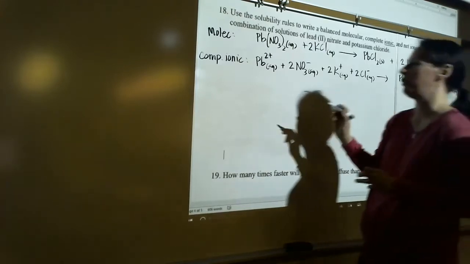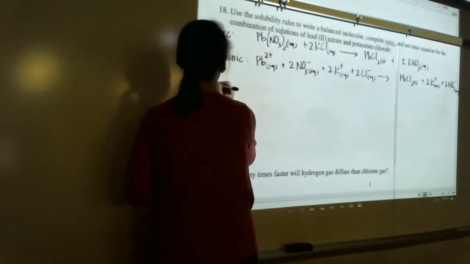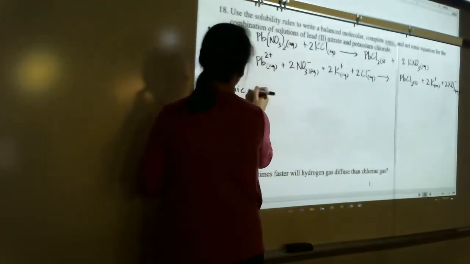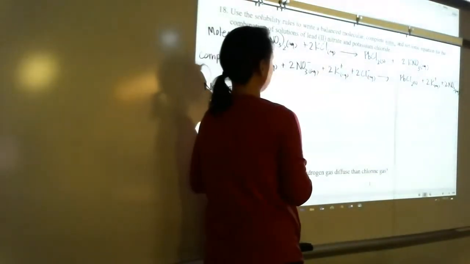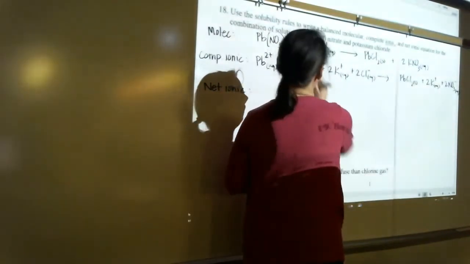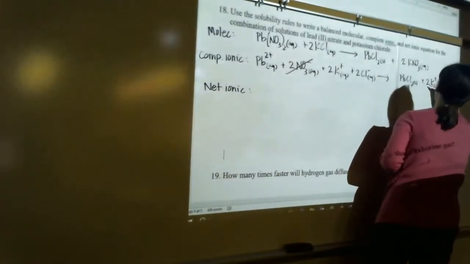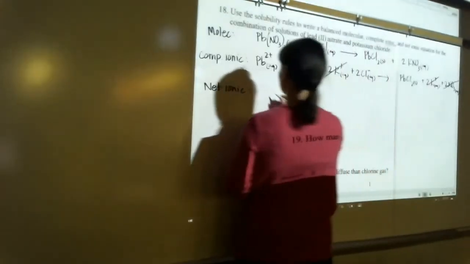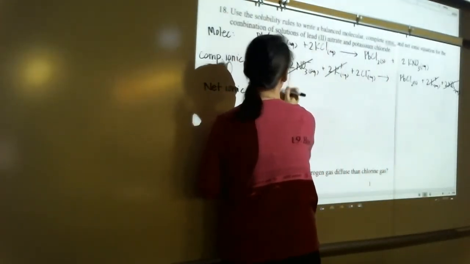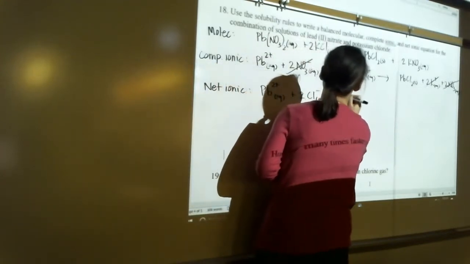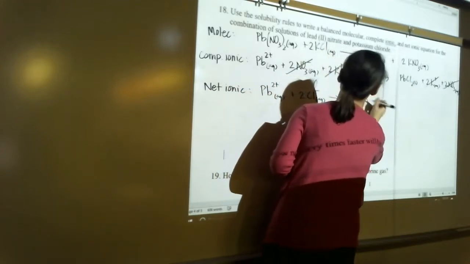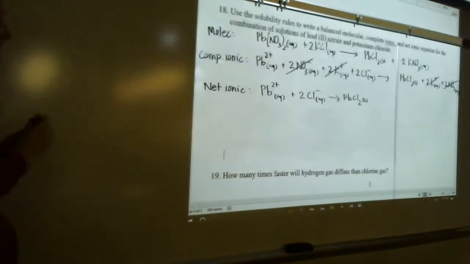So then how do I convert complete ionic into net ionic? Get rid of the spectators. What are my spectators? Nitrate's a spectator, and what else? K plus is a spectator. So I'm left with Pb2+ plus 2Cl minus produces PbCl2 solid. Questions on 18?